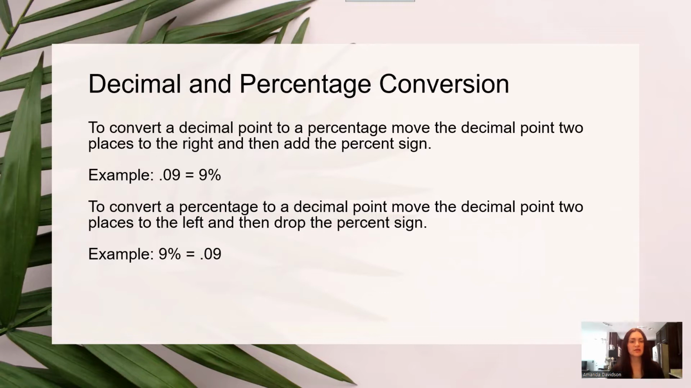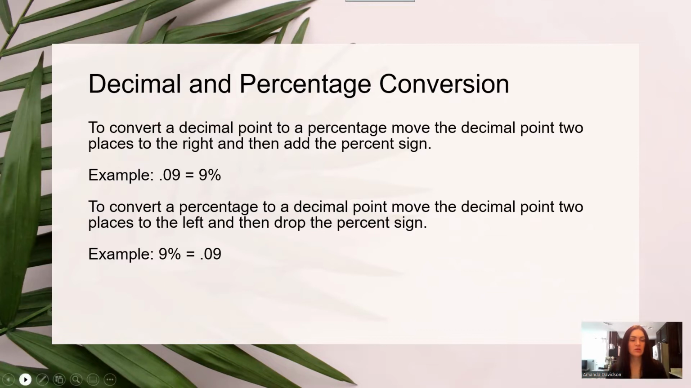If you're starting out with a decimal point and you need to get it to a percentage, all you have to do is move the decimal point 2 places to the right. So in our example, we have 0.09, and that is equal to 9%. Now, if you want to go back the other way and you're starting out with a percentage and you want to convert it to a decimal point, we've got our example of 9%. You're just going to do the opposite. You're going to move the decimal point 2 places to the left instead in order to then get 0.09.